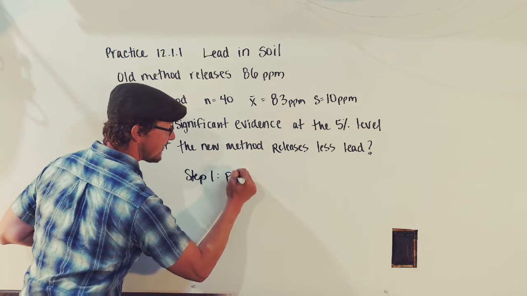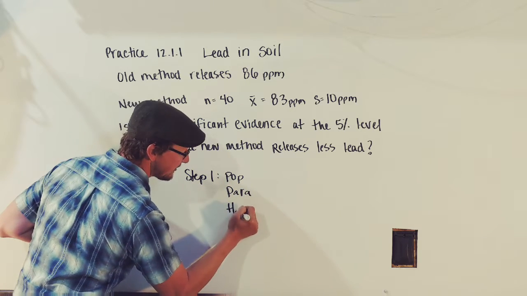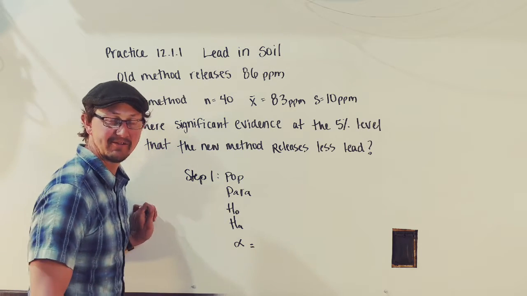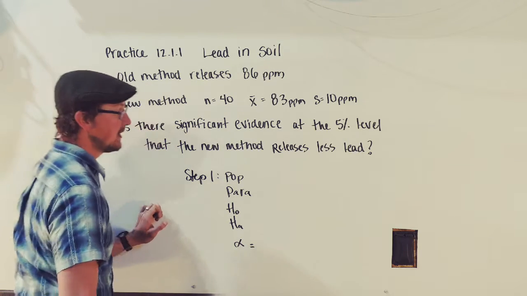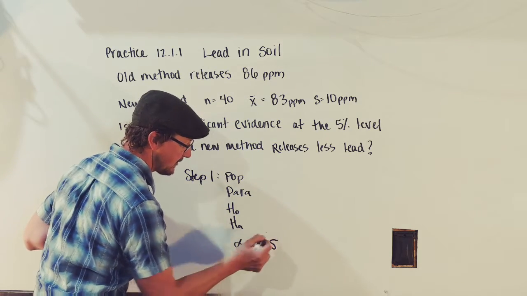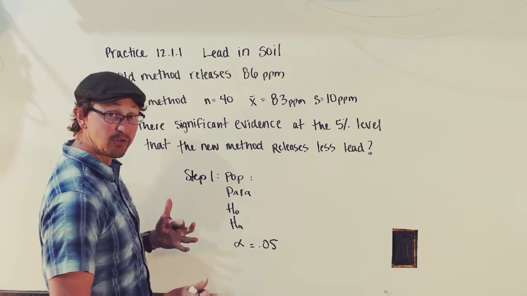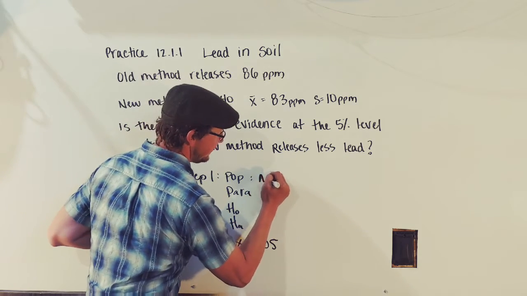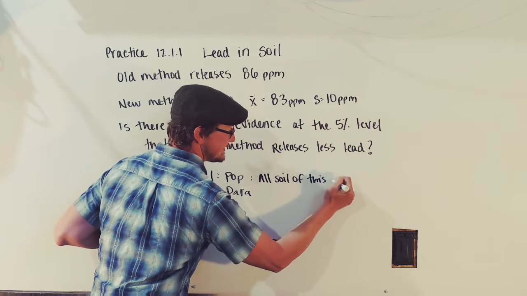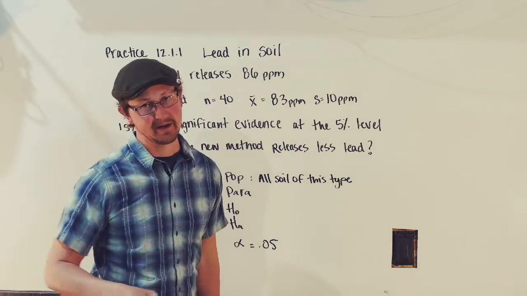Step 1 is to identify the population, the parameter, the null hypothesis, the alternative hypothesis, and the alpha, the significance level at which we're going to test this claim. That's actually been given to us. We're going to test it at the 5% level, so alpha equals 0.05. My population: I am testing a certain type of soil, so my population is all soil of this type. It only applies to the type of soil that they're working with.